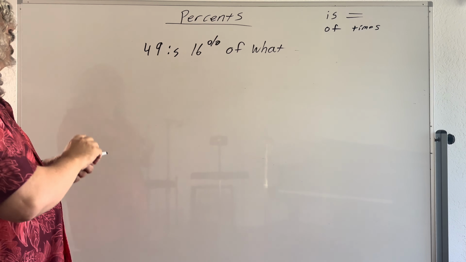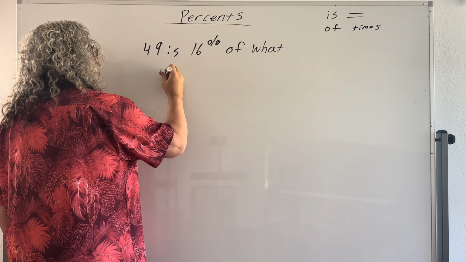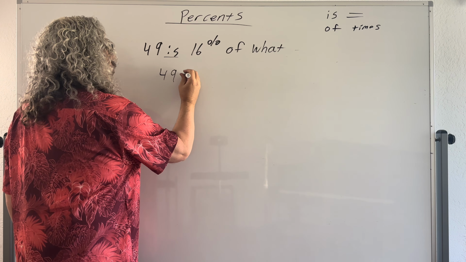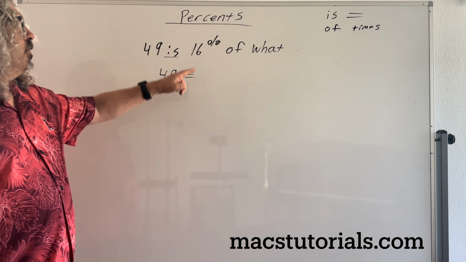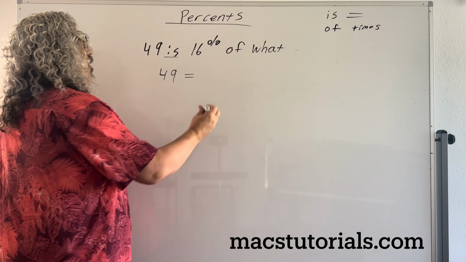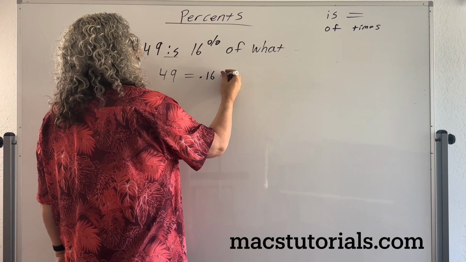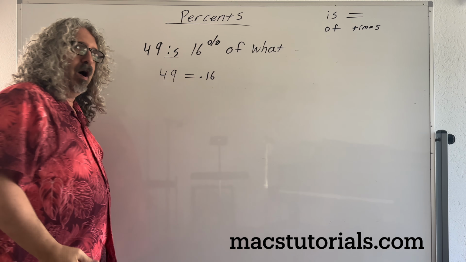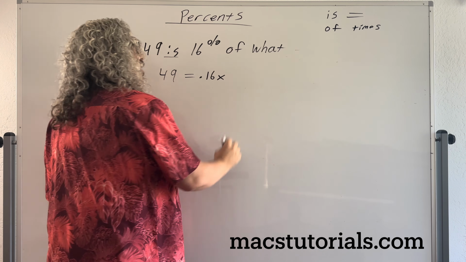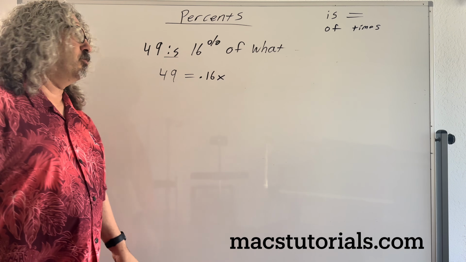Okay, so now on this one, 49. What does 49 mean? You know what it means? It means 49. It's really that simple. We already learned what is means. That's where I'm going to put my equals. 16%. I'm doing math. I don't do math with the percent sign. So that just becomes 0.16. Of means times. Times what though? I don't know. So that's my x. 0.16x. Okay, so that's just a third way of how to write these equations.